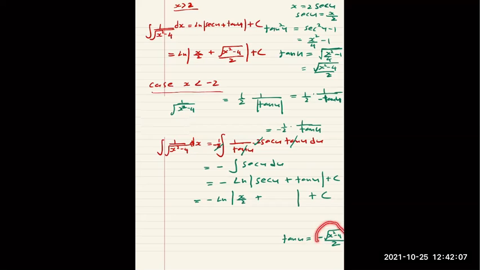Now I can go ahead and plug in the value of tan u over here. That will give me the final answer: ln of x over 2 minus the square root of x squared minus 4, divided by 2, plus c, a constant. All right, that completes that example. Let's move on.